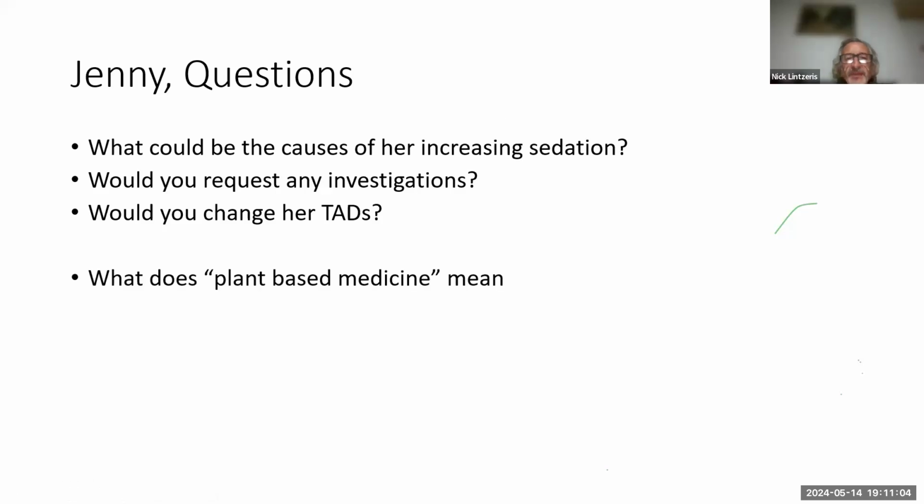What does plant-based medicine mean? Exactly. This is a euphemism that increasingly is being used to get around some of the TGA restrictions. As you all know, it is illegal to advertise medicines or medications directly to consumers. That's not allowed in Australia. They do it in America, but in Australia, we can't do direct advertising.